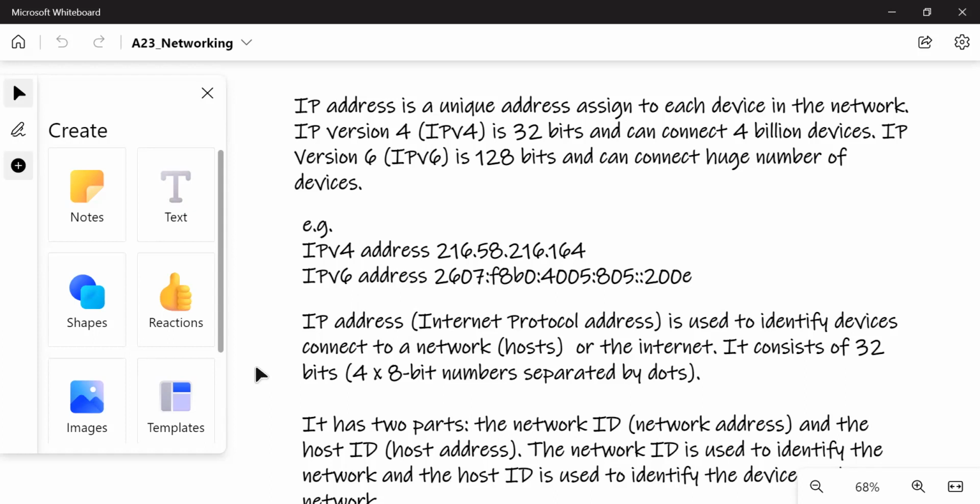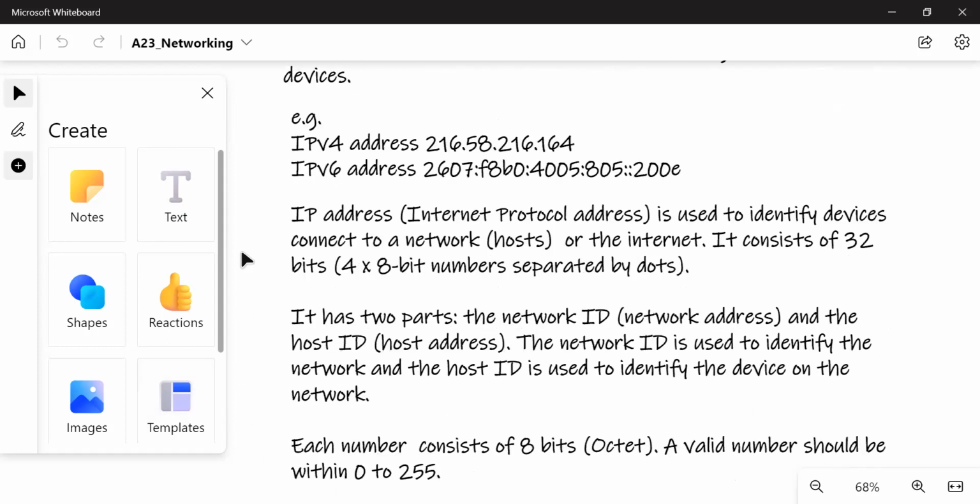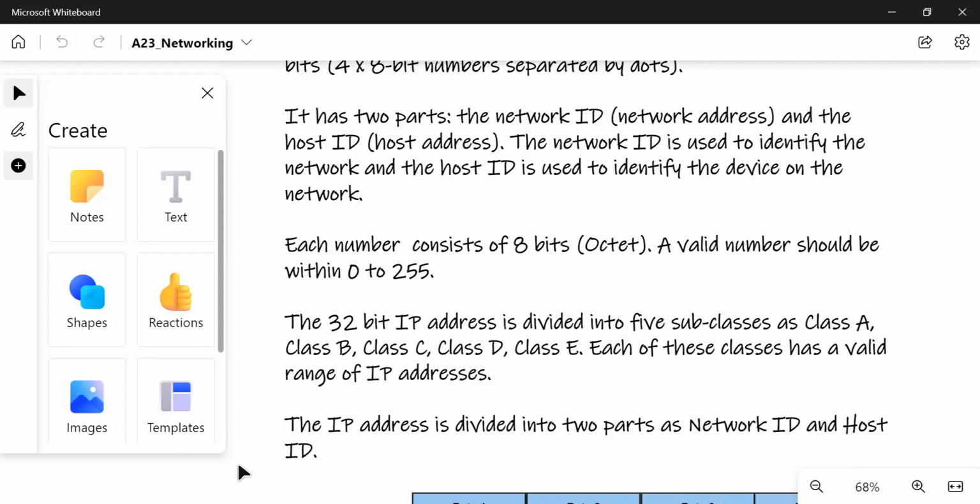Version 4, usually we have 32 bits, which use 4 numbers separated by dots. And version 6 uses 128 bits. Okay, and then we were discussing the different classes.